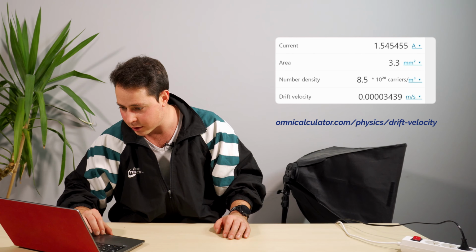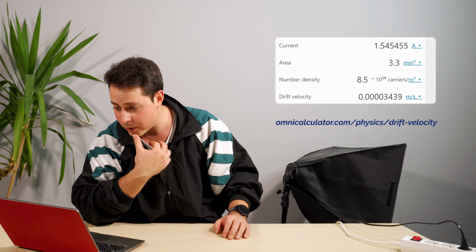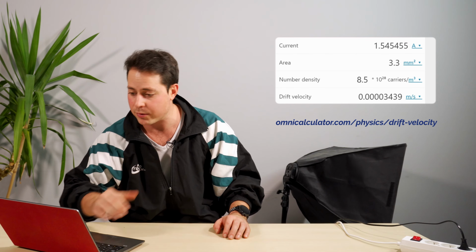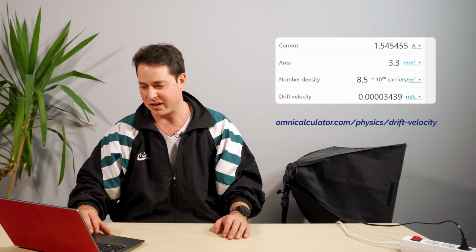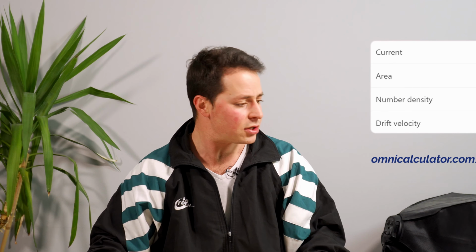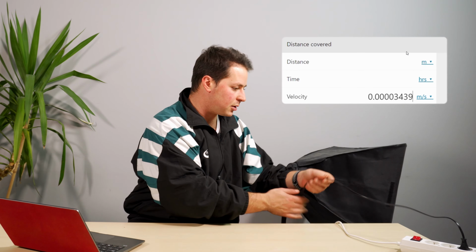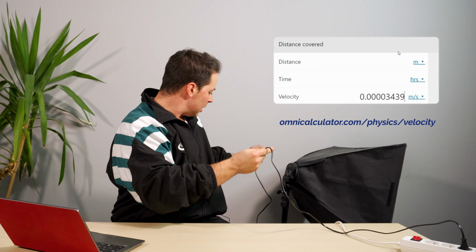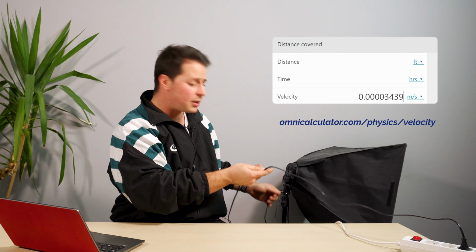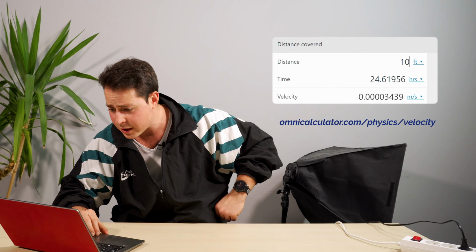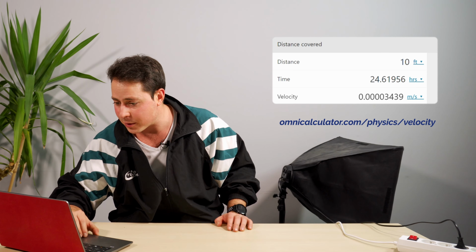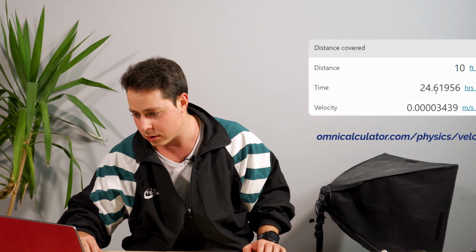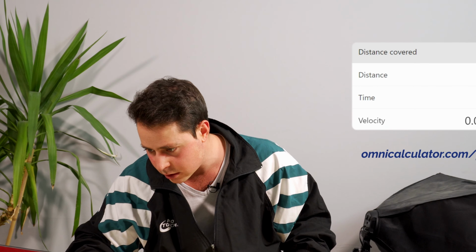Putting all of this together, we arrive at a speed of 0.000034 meters per second. Okay, that doesn't sound like much, so let's see how long it would take to go through this whole cable. Let's say it's a bit under 10 feet, so like 2.5 meters. Therefore, the electron would take about 25 hours. 25 hours? 25 hours, this is too much. God, this problem is bigger than I thought.